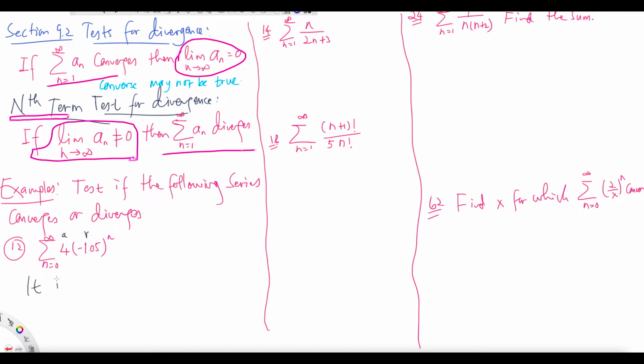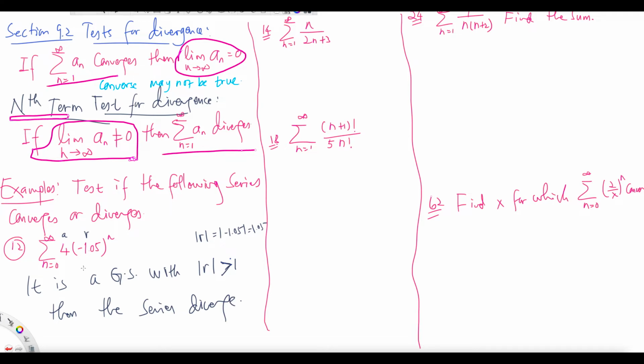So it is a geometric series with common ratio r, and the absolute value of r is how much? It is greater than 1, right? The absolute value of r is the absolute value of -1.05, which is 1.05, because when you take the absolute value, you get rid of that negative sign, so it makes it positive. So 1.05, which is greater than 1. Since the common ratio is greater than 1, the series diverges.